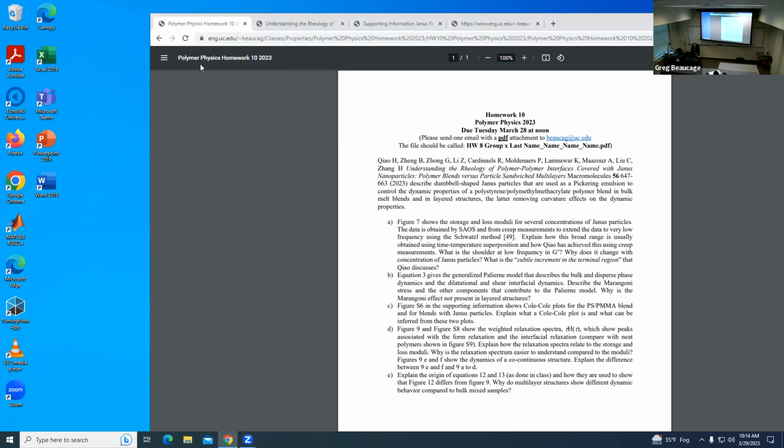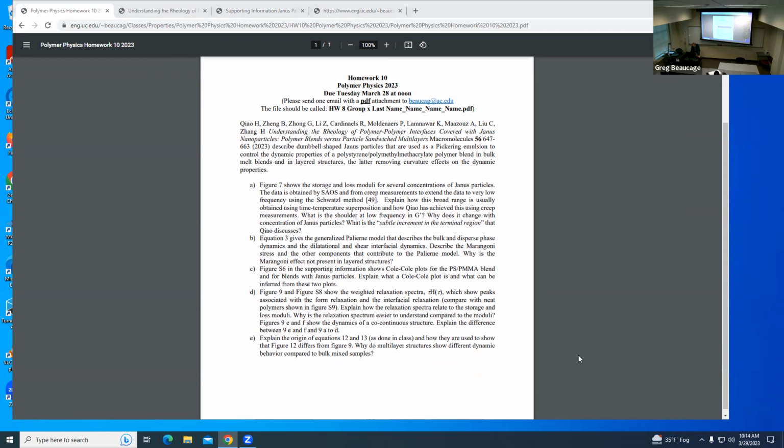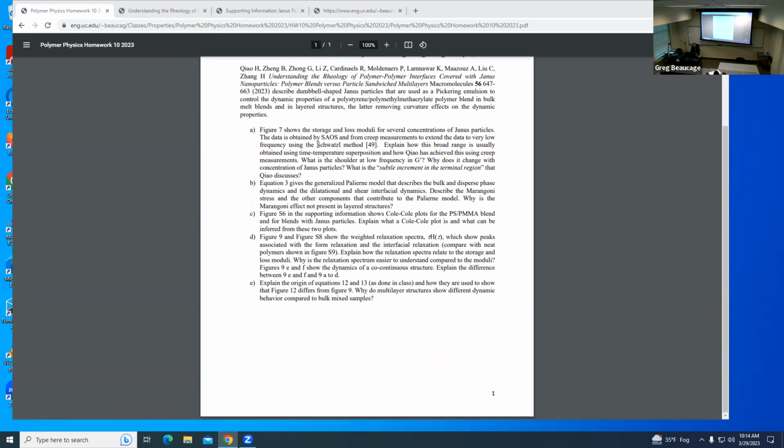So I'm going to go through this homework. One group got 103, and one group got like 70, so it was a pretty broad range here. Anyway, I think I kind of went through this. Let's see, explain how the broad range is usually obtained.